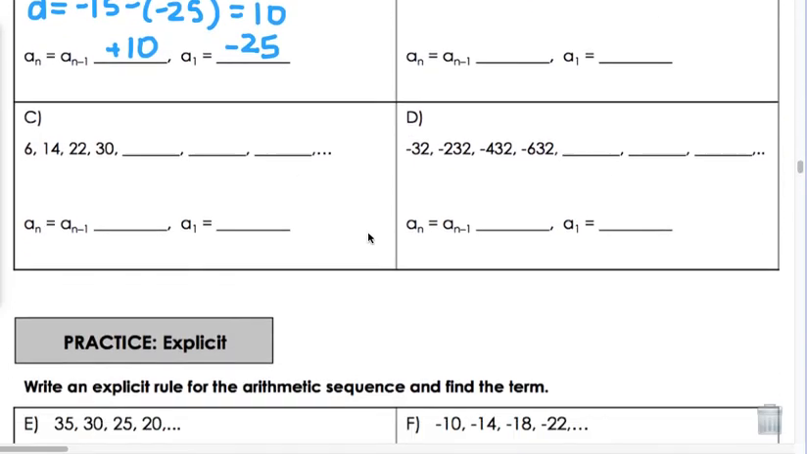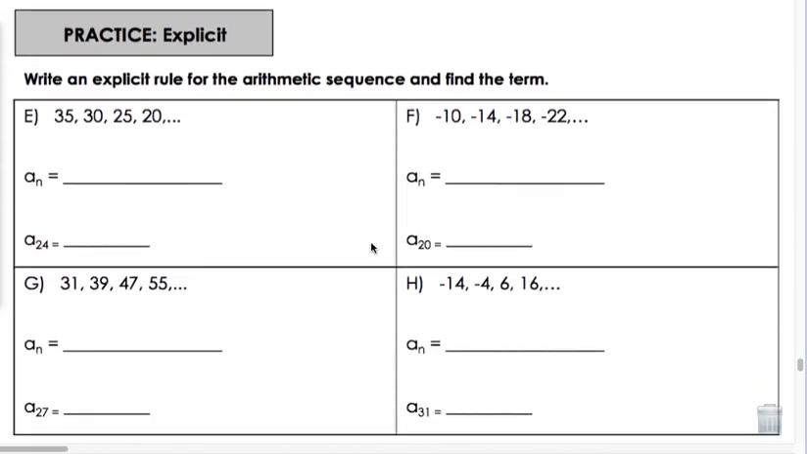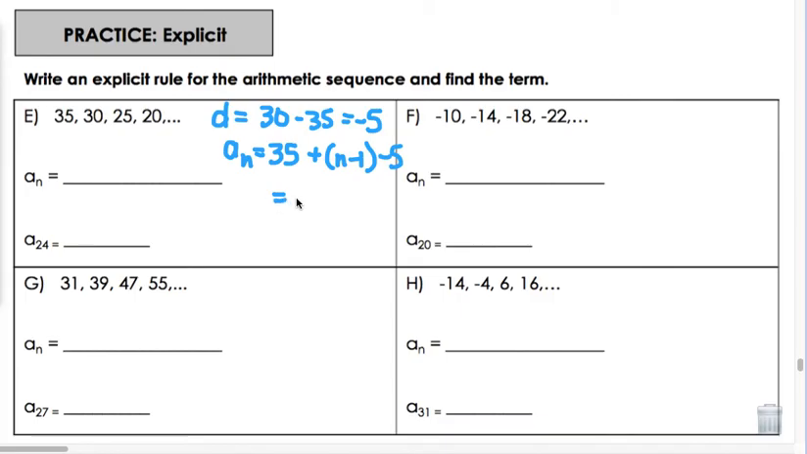Okay, let's practice with an explicit rule. We're going to write the rule and find the term. So this is slightly different. I do need to find my common difference again, and I have 30 minus 35, which gives me negative 5. And then I have my rule, but I'm going to do it over here first because I like to simplify it. So I have 35 as my first term plus n minus 1 times my common difference. And that's going to simplify, right? I have 35 minus 5n plus 5. And so now I can write my rule as 40 minus 5n.